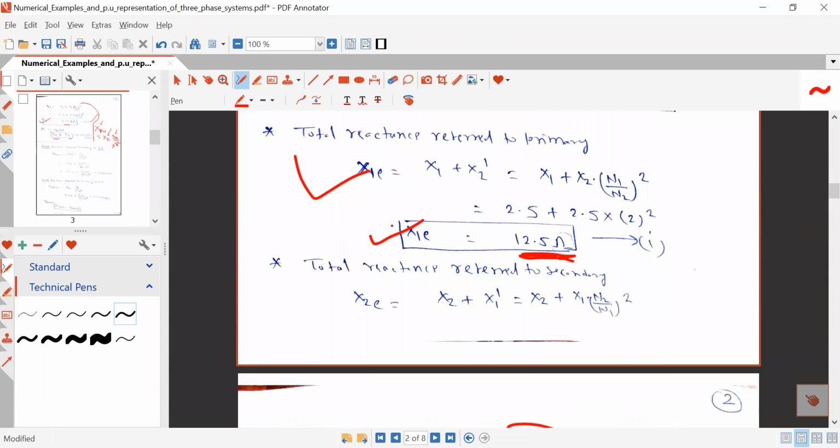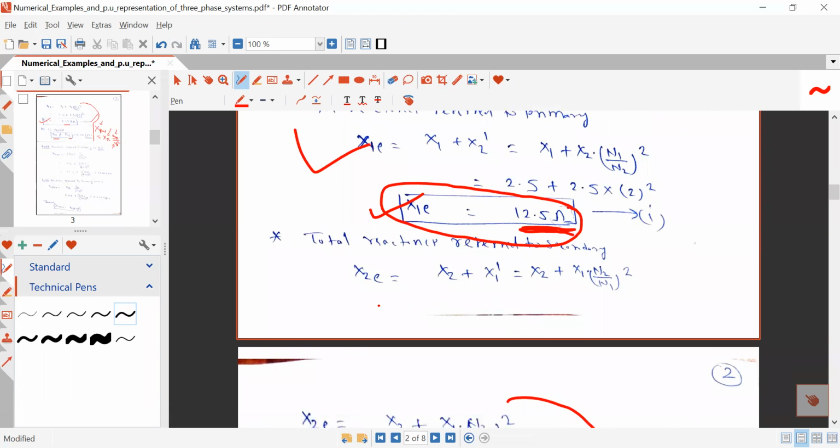So how will you calculate this value in per unit, or you can say the total reactance of the transformer referred to the primary in per unit? You can use the formula X1E per unit will be X1E actual into SB by VB square. You can use this formula.